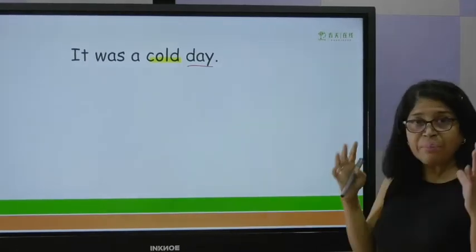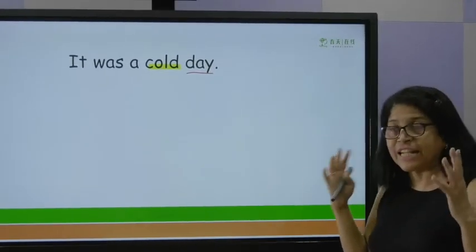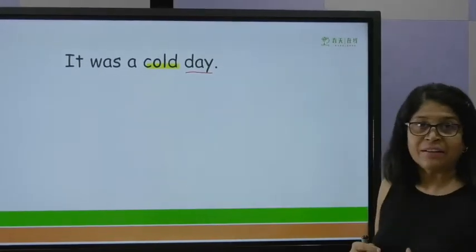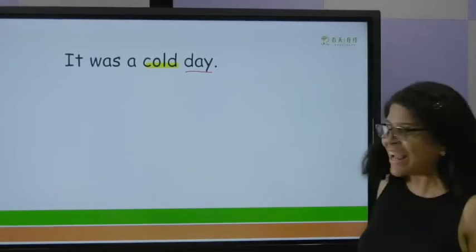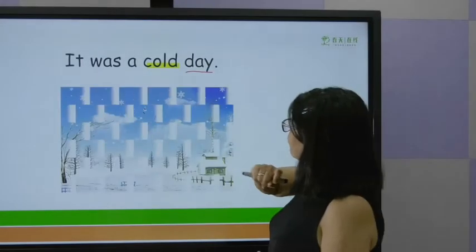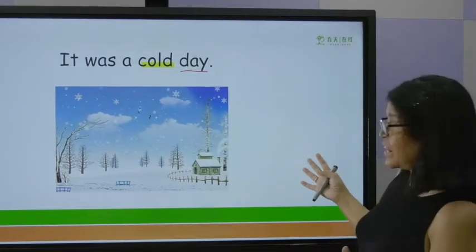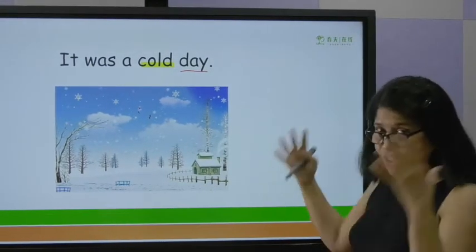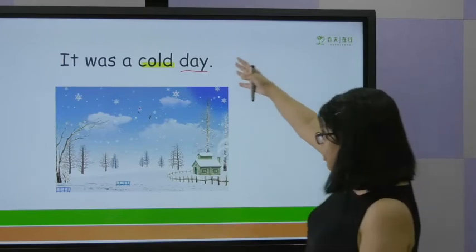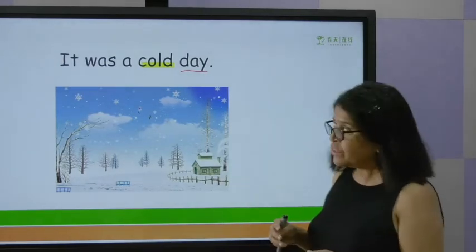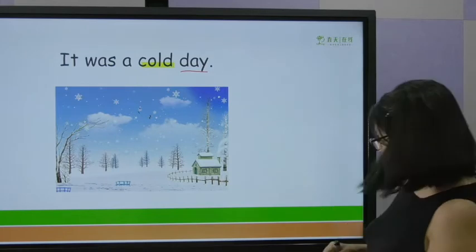And now, get a picture of it is a cold day. What do you see in your mind? So maybe you saw something like this. So you can see that, yes, it looks like that. But you can get that picture in your mind by just reading the sentence with the help of the adjectives.